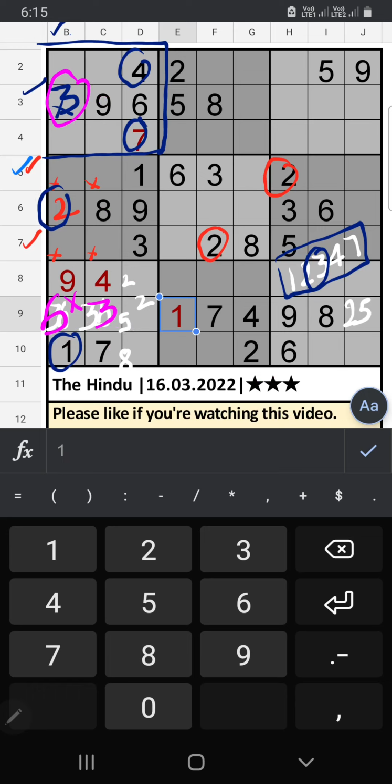5th row and column B, we have 6. So 6 can't come in these cells. Then 6 is confirmed here. Column C, we have 4 and 7. So 4 and 7 can't come in this cell. They will come in the 2 cells. We will confirm later.